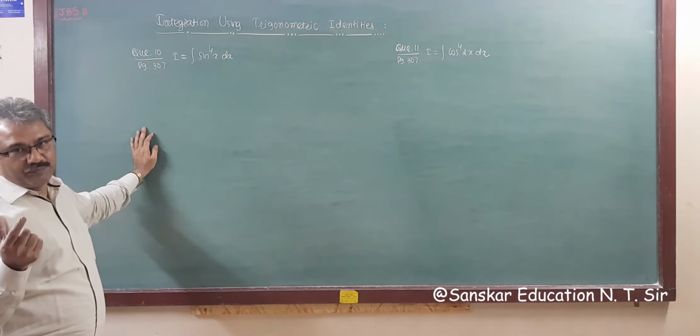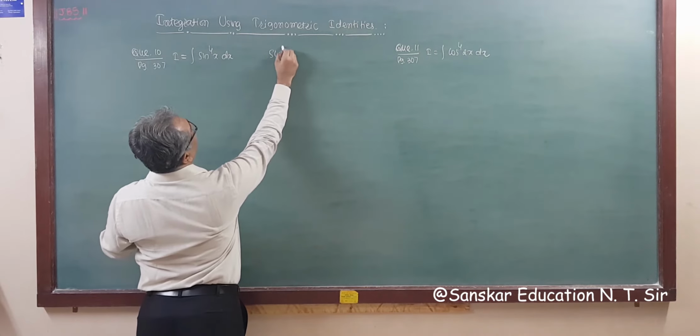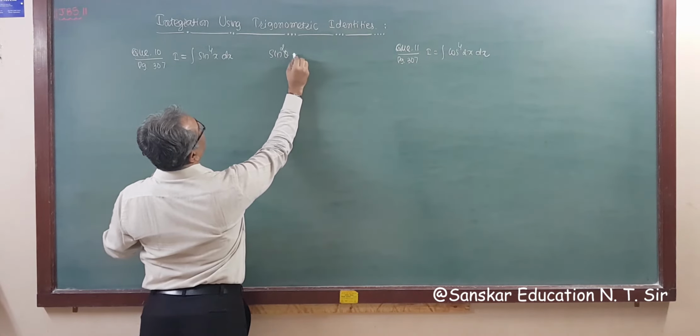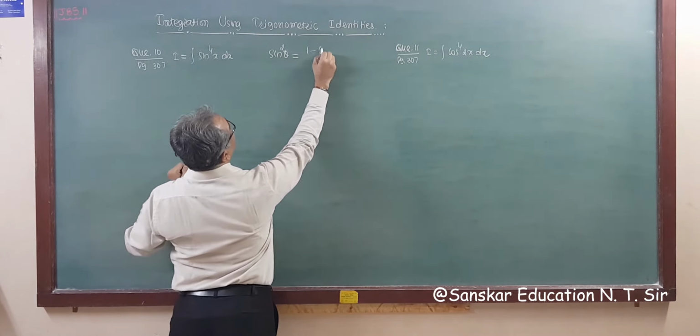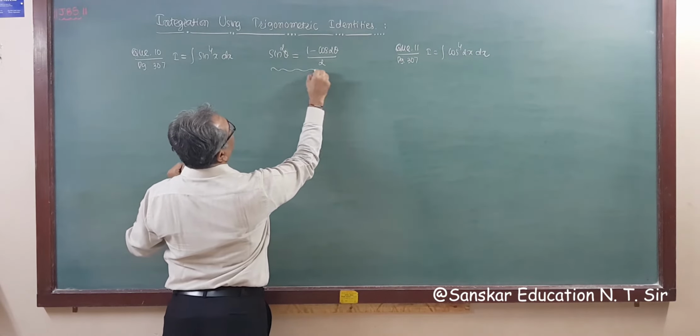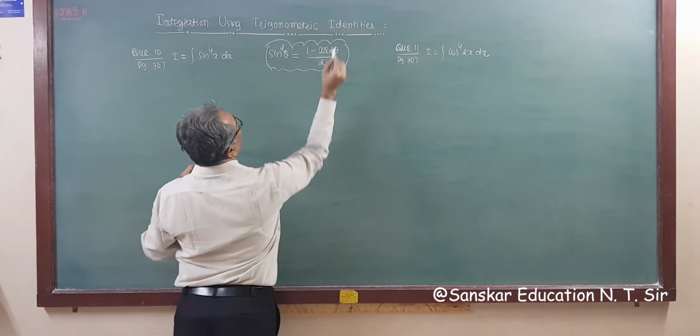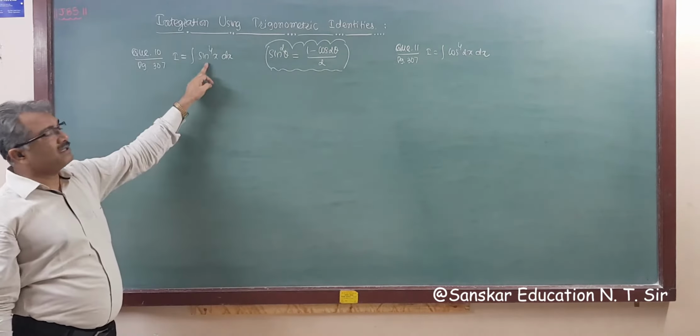If power is 2, then we have the formula sin square theta is equal to 1 minus cos 2 theta by 2. This is the formula if power is 2. But here power is 4.